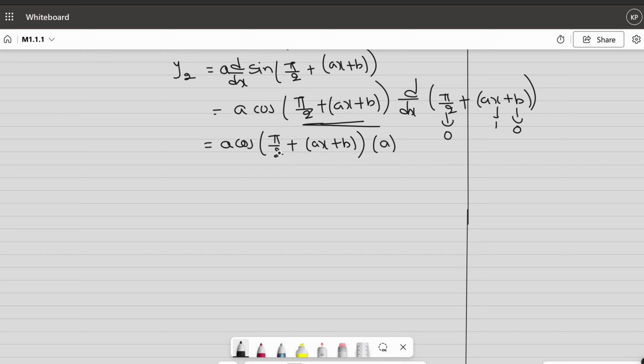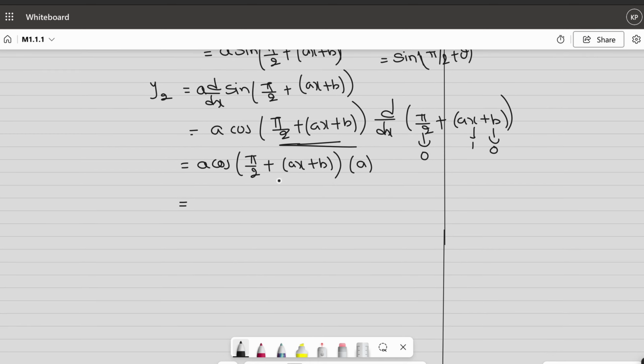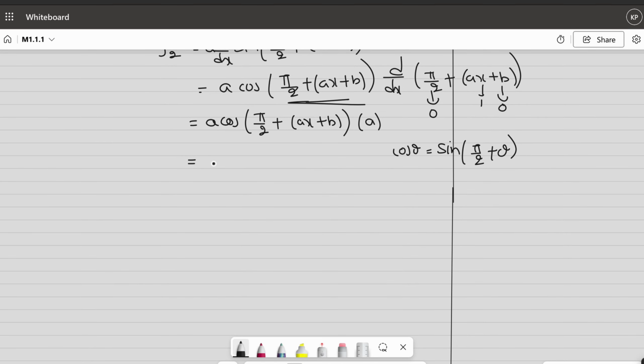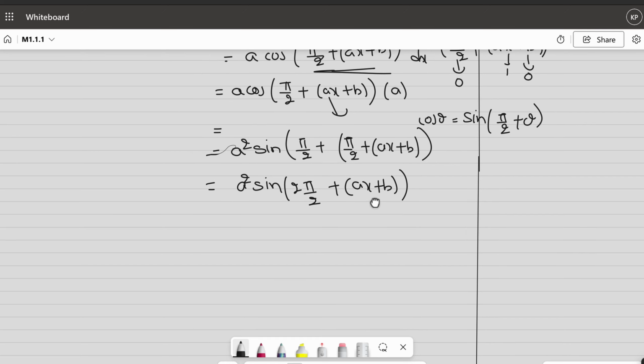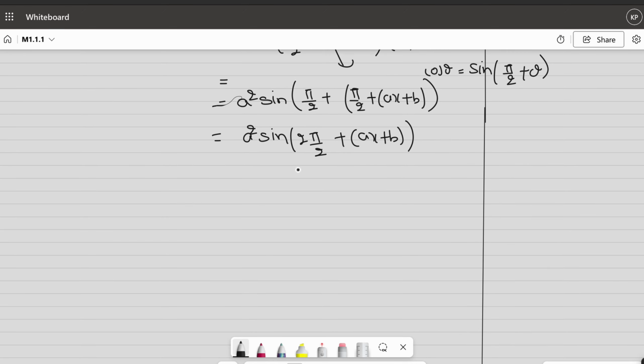See again, it is not in the pattern as before. I mean, it is not in the sine form, so we have to convert it into sine again, and also we have to multiply this a into a. That is with the help of the similar formula, that is cos theta equal to sine of pi by 2 plus theta. So it will become a square into sine of pi by 2 plus pi by 2 plus ax plus b. So if we add this pi by 2 and pi by 2, we will get 2 pi by 2, a square into sine of 2 pi by 2 plus ax plus b. But one more thing here guys, don't cancel this 2 and 2 because we need to derive the pattern with the help of this.